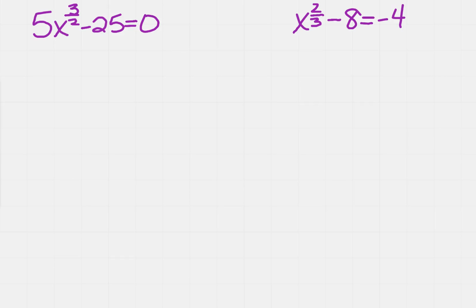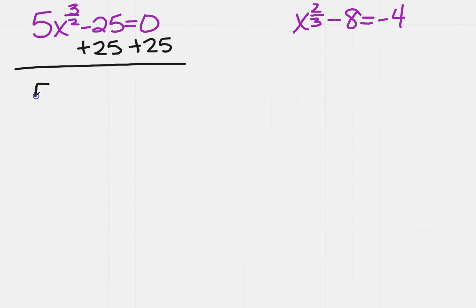So we've had radicals, now we've got to have these fractional exponents. But remember, a fractional exponent is still a type of radical, depending on the way that it's written. So what we want to do on these is isolate the x term just like what we've done before. On the one on the left, the first thing I want to do is add 25 to both sides.